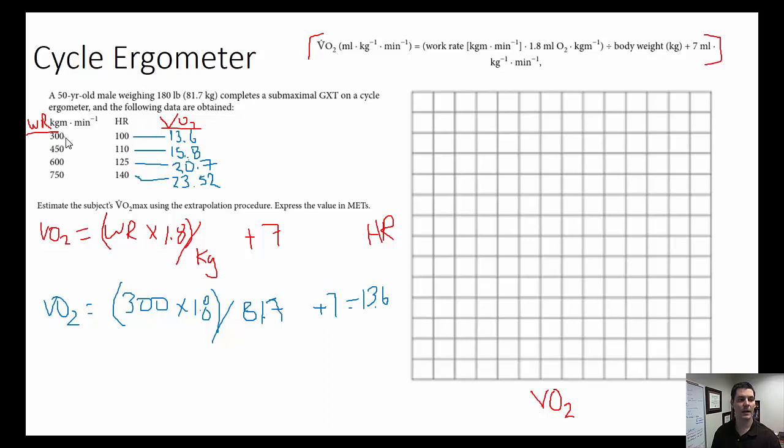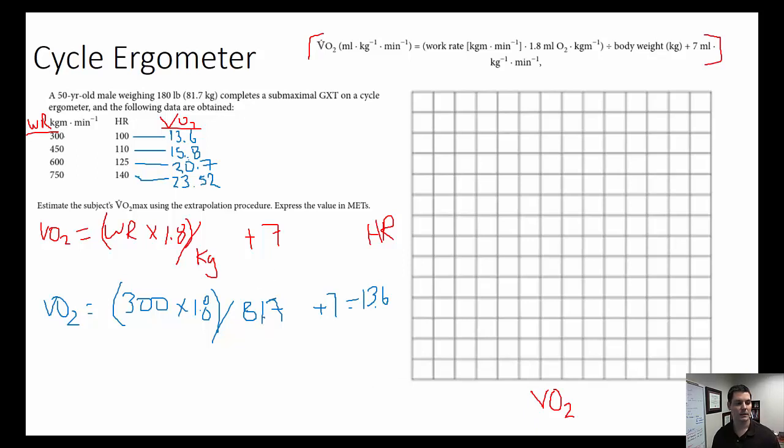So for a work rate at 300 kilogram meters per minute, that's an estimated oxygen consumption for an 81.7 kilogram person of 13.6. At 450, it's 15.8. 600 is 20.7. And 750 is 23.52. So now what we're going to do is take these values and plot them against VO2 and heart rate.